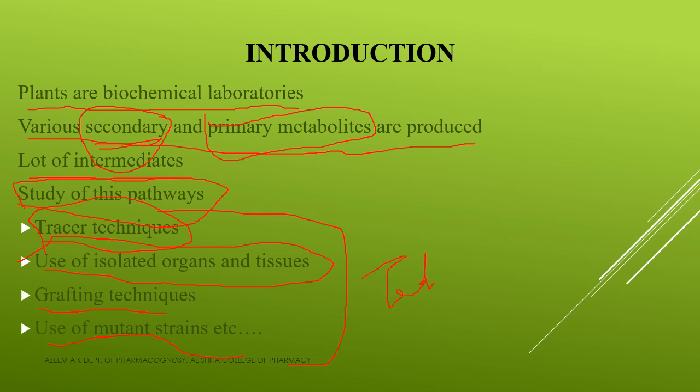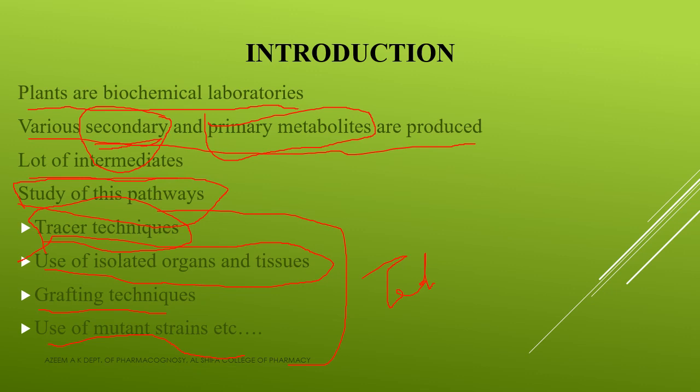Okay. So we already know that plants are biochemical laboratories, and a lot of primary as well as secondary metabolites are produced inside the plant. For the production of these primary and secondary metabolites, a lot of intermediates are required. And the study of the pathway that leads to the formation of these metabolites is very difficult. But nowadays different techniques are available for the investigation of these biogenetic pathways.